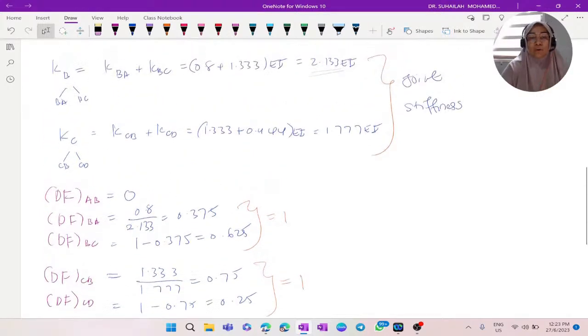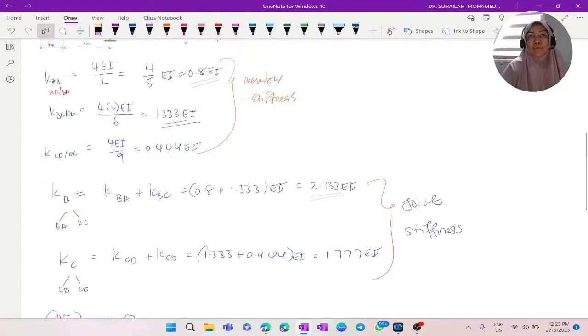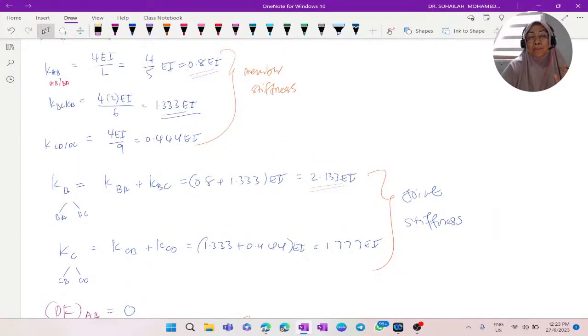For the next video, we will move to step number 2A. Step number 2A is how to calculate the fixed end moment due to external loading.